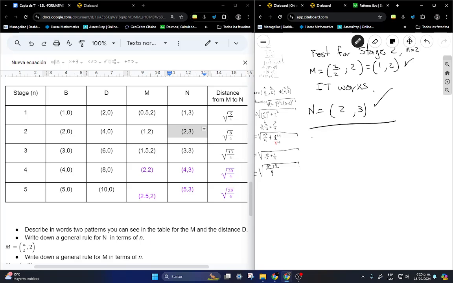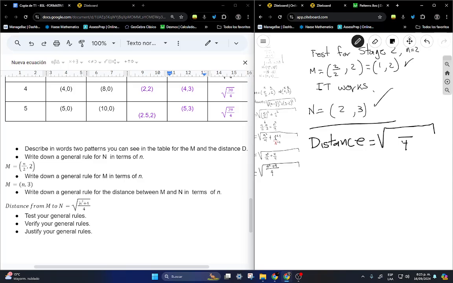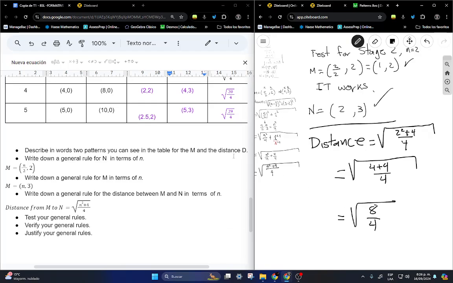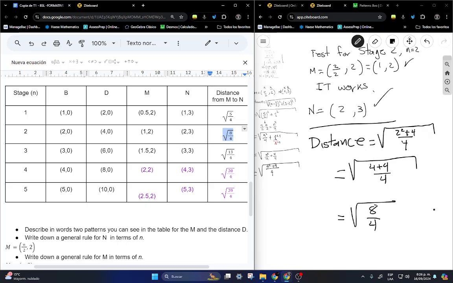Now, the distance. Remember, we're testing for position 2, stage 2. So we are going to replace n with 2. So it becomes 2 to the power 2 plus 4, over 4, and the square root of that. And 2 to the power 2 is 4. So it's 4 plus 4 over 4, and that is 8 over 4. Let's see. Yeah, that's it. It works. Don't forget to write it in every single instance.